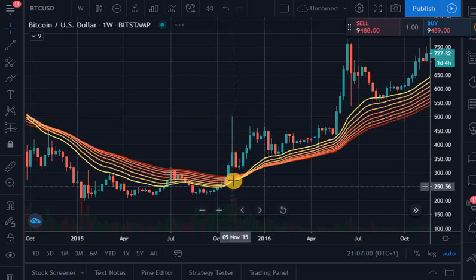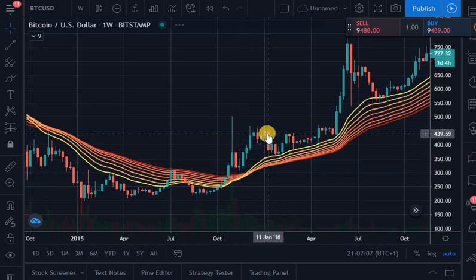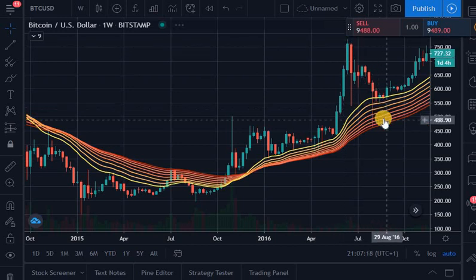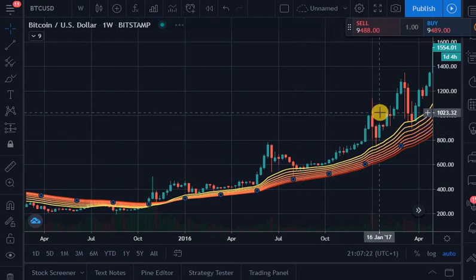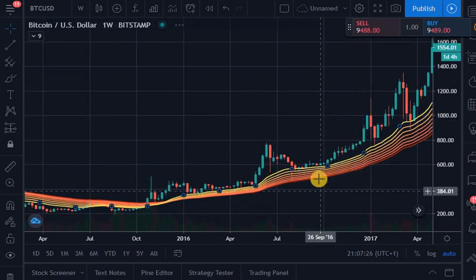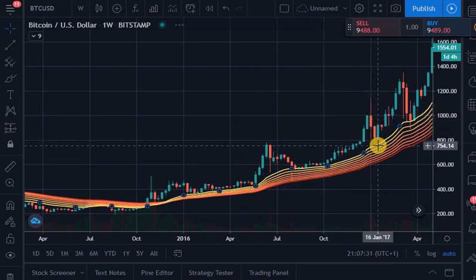When the price goes up and comes to the ribbon, you would buy. So every single time it goes up and comes to the ribbon, you buy. As you can see, it goes up, touches the ribbon, you buy. When you use this strategy, every single time the price touches the ribbon, you would make a lot of money. As you can see, the price goes up from this point, goes up, touches the ribbon, then you buy.